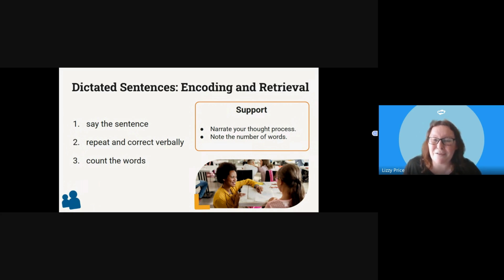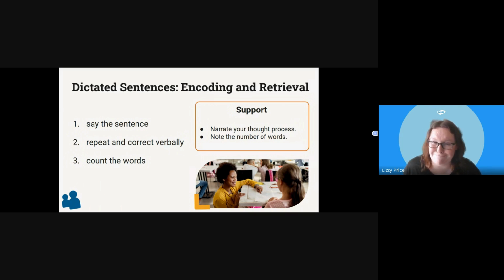So second, once we've narrated that process, next we want to direct learners to repeat the sentence verbally. This could be to you or a partner. Verbally, you want to correct any pronunciation or structural errors now, before we start transcribing. Make sure that you are speaking clearly and at a measured pace yourself.